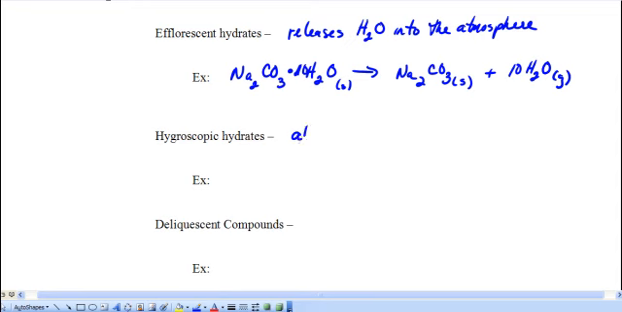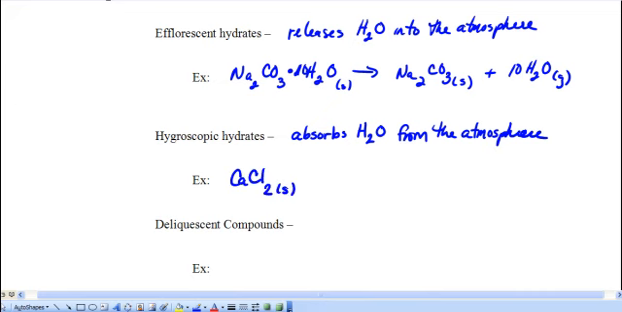On the other hand, some of them will actually absorb moisture from the atmosphere, and that's called a hygroscopic hydrate. This absorbs H2O from the atmosphere. For example, calcium chloride will take on water to form calcium chloride dihydrate. And in fact, this calcium chloride is very useful. It's used as what's called a desiccant.